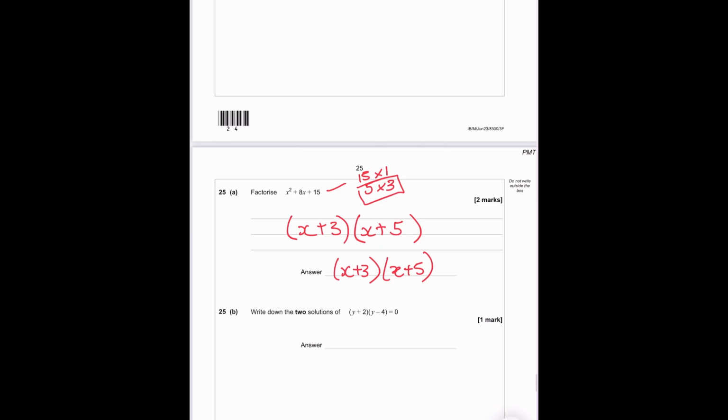Write down 2 solutions. So this one is going to be y equals minus 2, and this one is going to be y equals 4.